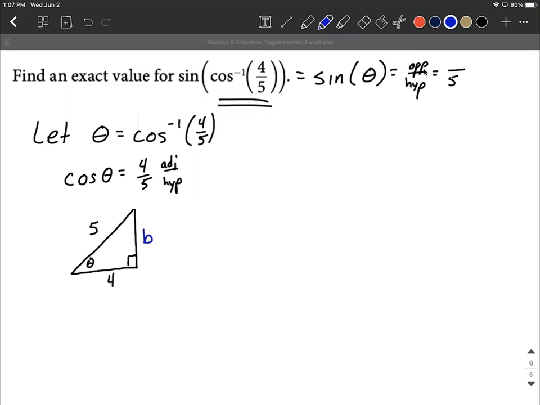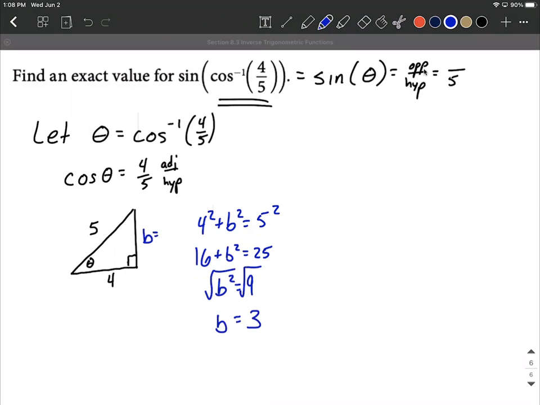We can use the Pythagorean theorem and say, well, a squared plus b squared equals c squared, where c is always the hypotenuse. So let me see, we have 16 plus b squared equals 25. I'm going to isolate the b squared by subtracting the 16, moving it to the other side. Then we're going to apply the square root to both sides to get b on one side by itself. We get 3 on this opposite side length.